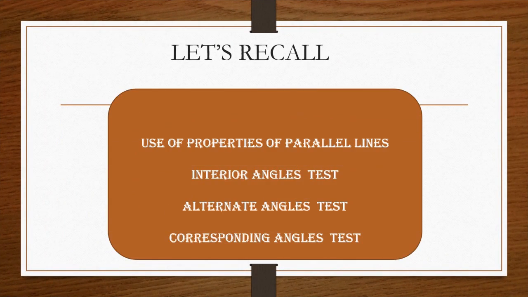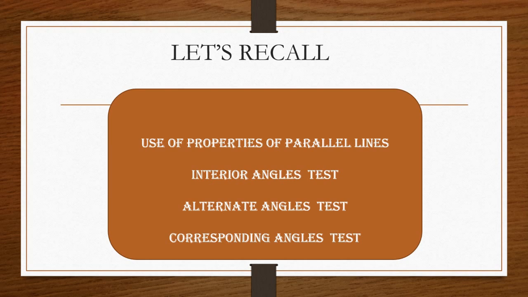We have learned the use of properties of the parallel lines and the test for parallel lines in the previous module. Let's recall the use of properties of parallel lines. That is, the sum of measures of all angles of a triangle is 180 degrees. The next one, interior angle test. If the interior angles formed by a transversal of two distinct lines are supplementary, then the two lines are parallel.